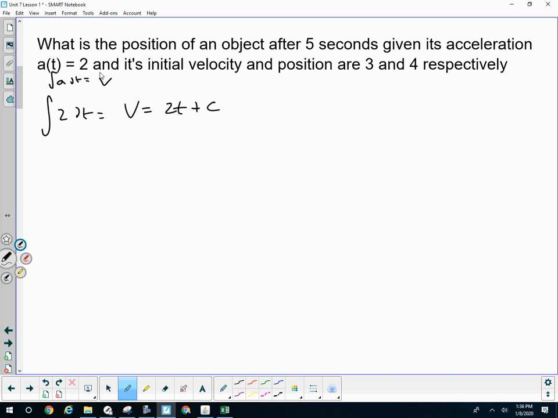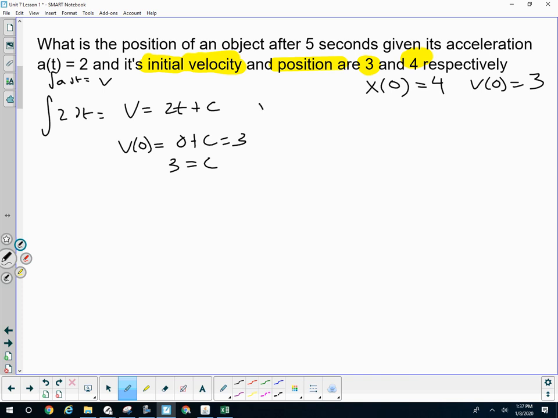That's f double prime to f prime. We have to find c. Okay, now this is important. If you are told an initial velocity and an initial position, that's my position and my velocity at what time? 0. This is very important. You've got to make sure you have this information down because you have to use it. Velocity is 3, position is 4. So, my velocity at 0 is 3, c is 3.